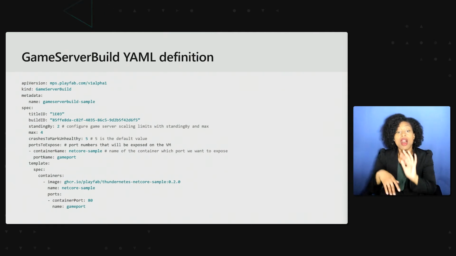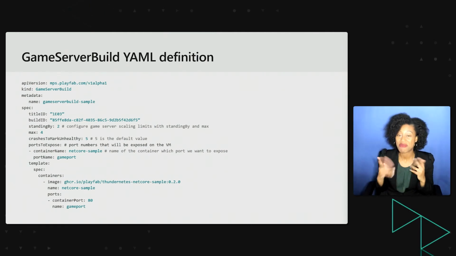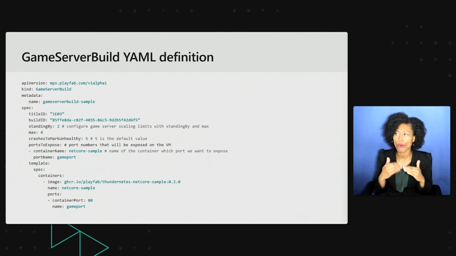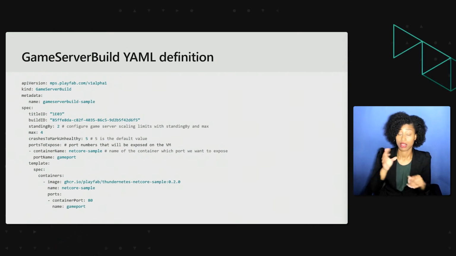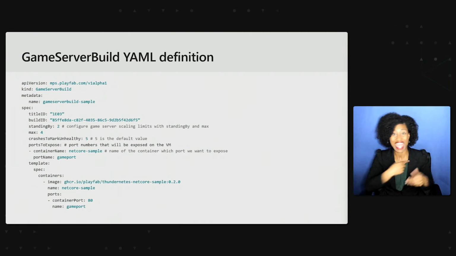Most importantly, last but not least, you will want to expose one or more ports of your game server to the internet. Those ports you're going to expose via the ports to expose map that we have on the YAML, right? This is because we said in the beginning, yes, we need to manage the ports. So we need to know what ports you're going to use.